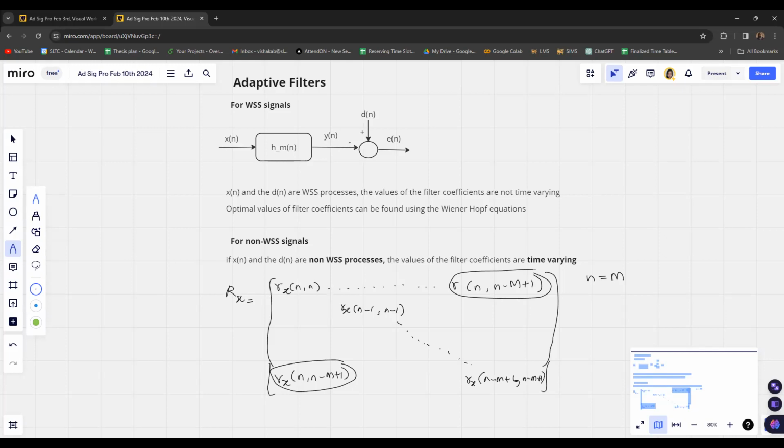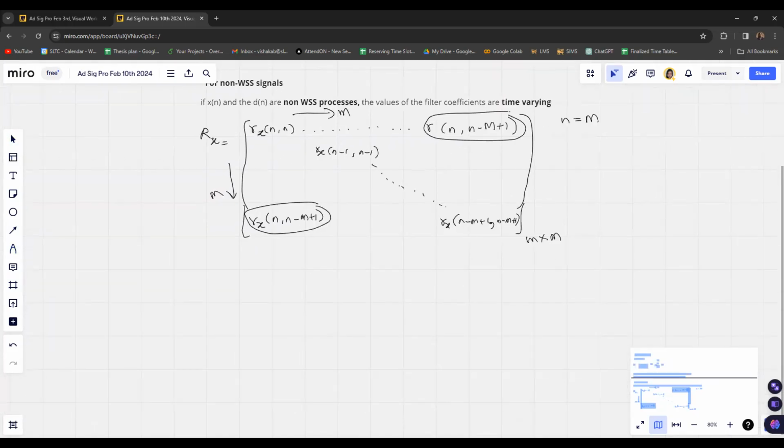So this matrix is of size m by m. There are m samples in the x direction, or row-wise, and m samples in the y direction, or column-wise. So in the row direction there are m dimensions or m samples, and along the columns there are m samples. So it's an m by m matrix. This matrix is what is going to determine the statistics of the input signal xn.